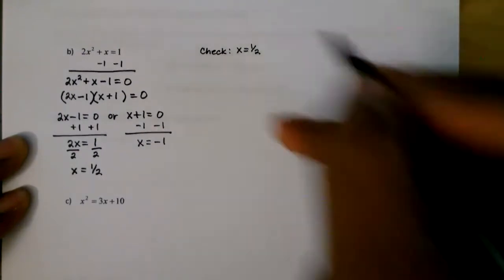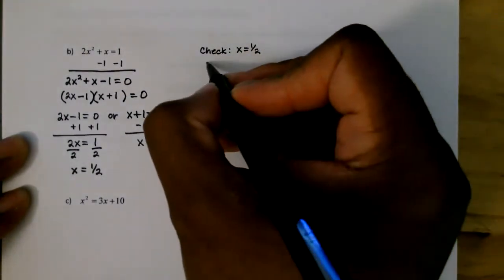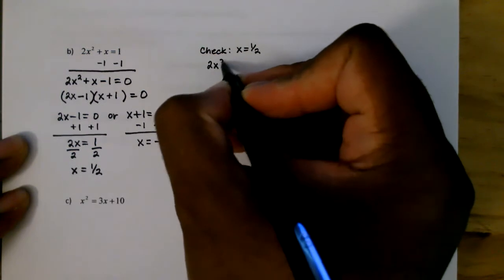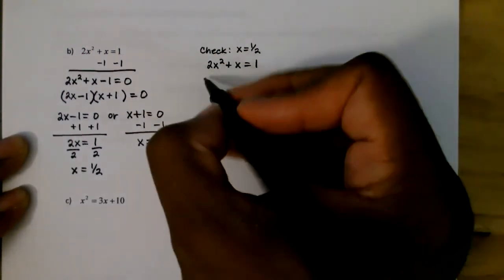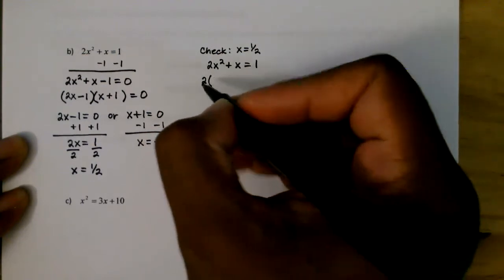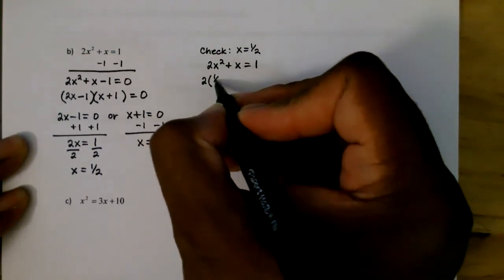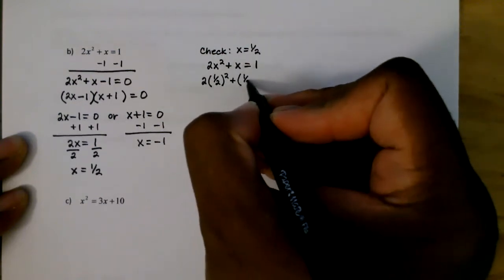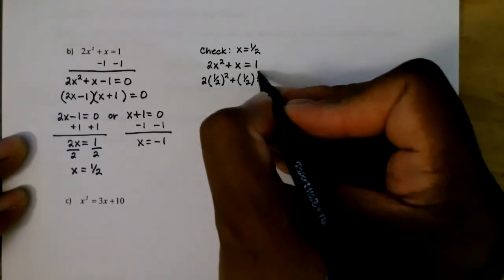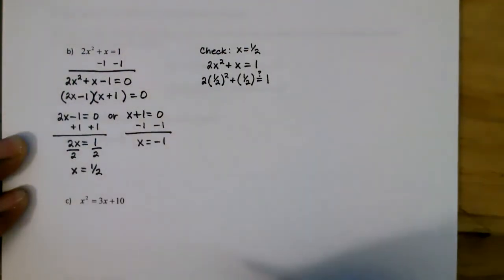Starting with x is equal to 1/2. And this is the original equation that I'm using. So I substitute each x with 1/2. So there'll be 2 times 1/2, that has to be squared, plus this x is substituted with 1/2. I want to know if that's going to be equal to 1.